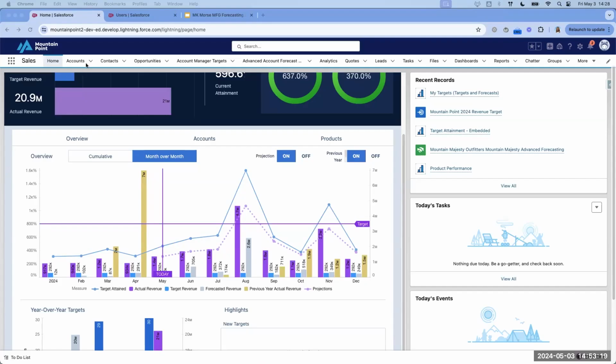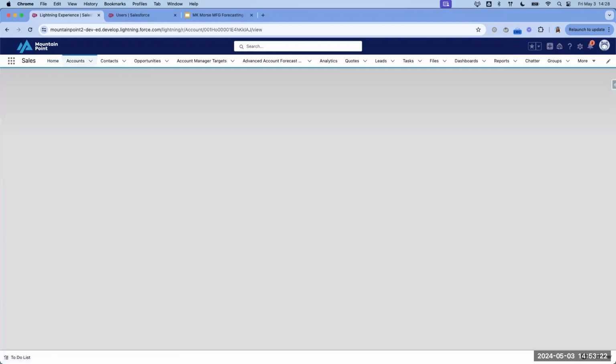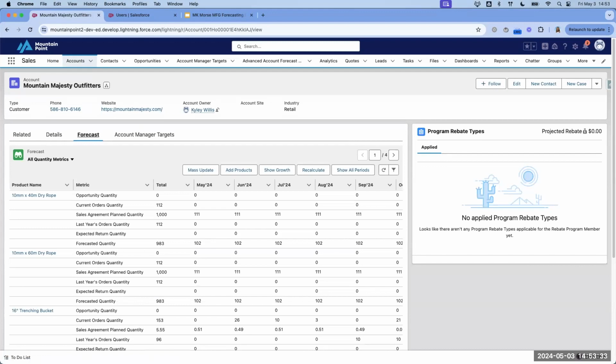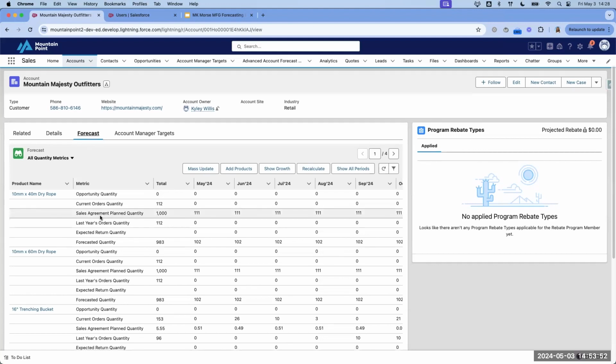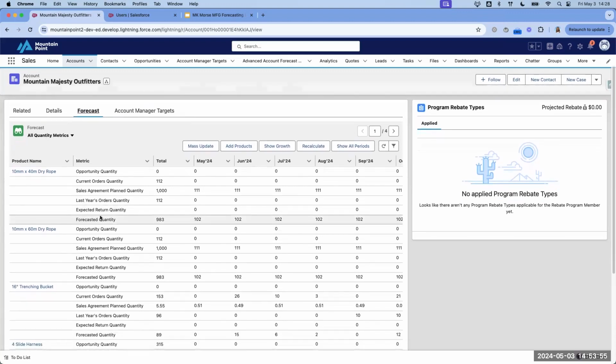Last thing is going to be the account forecasting itself. So looking at our Mountain Majesty account, we've configured the account forecasting to give us 10% growth on this specific account from the previous year, and then a 5% growth in the market for the products. So this took that percentage, looked at last year's orders, our opportunities, sales agreements, and then the data for this year to generate our forecast for products that are currently associated via an opportunity or an order. You can add products as needed if there is not a product on this specific forecast. And anytime you add a new product, it will recalculate the entire forecast.